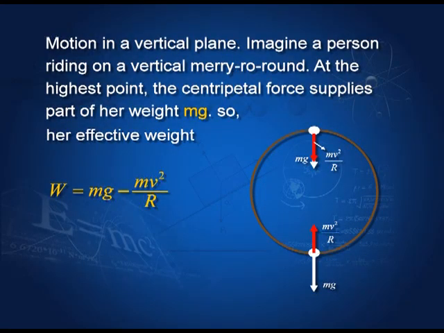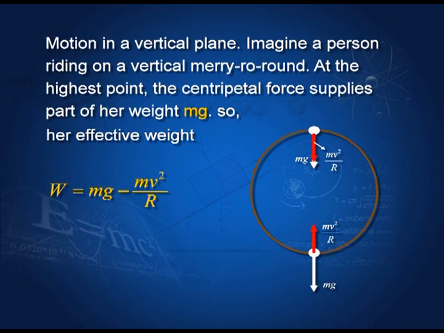Let us consider now the motion of an object in a vertical plane. What is the difference? The difference is that in a vertical plane we also have to take into account the force due to gravity. So, let us look at this object. This is moving in a vertical plane, and at the highest point in this circular orbit, the weight is acting downwards, the centripetal force is also acting downwards.